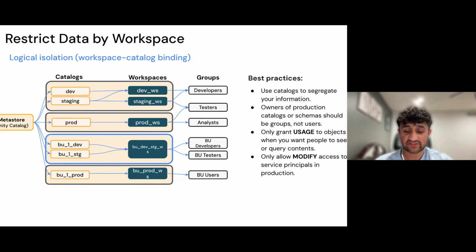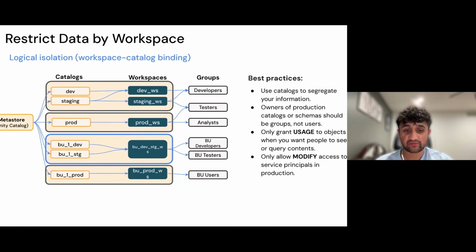With Unity Catalog, you are also able to restrict data by workspace. So if you have multiple workspaces that are underneath the same Unity Catalog metastore, you can bind your catalogs so that they're only tied to specific workspaces. This is a common practice that we see amongst many customers in which they have multiple workspaces broken down by software development lifecycle. So for instance, if you have a dev workspace and a production workspace, it's common practice to tie your dev catalog to your dev workspace and your prod catalog to your prod workspace.